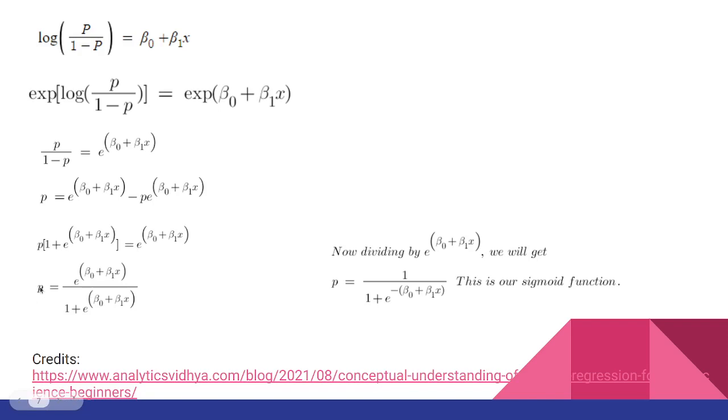So if we calculate the p value, it will be e to the power beta 0 plus beta 1x, which was on the RHS, and in the LHS we have this.